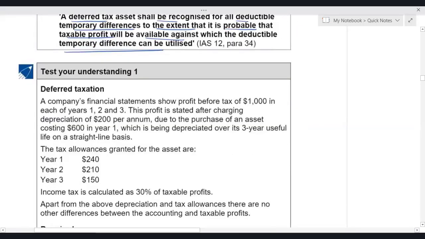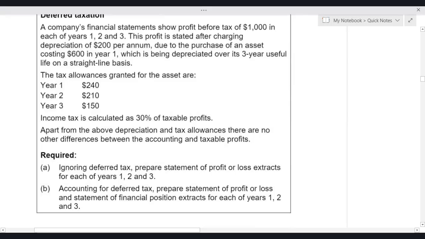Let's deal with this quickly. It says ignore deferred tax. Prepare a statement of profit and loss extract for year 1, 2, and 3. But the question says categorically ignore deferred tax.